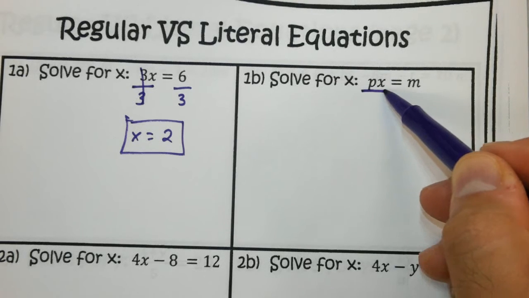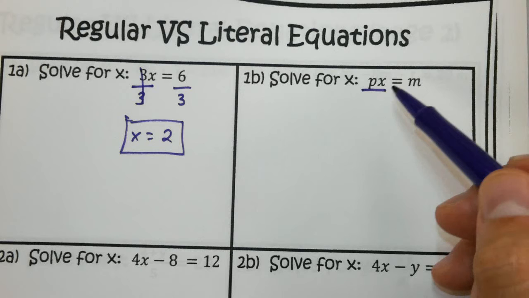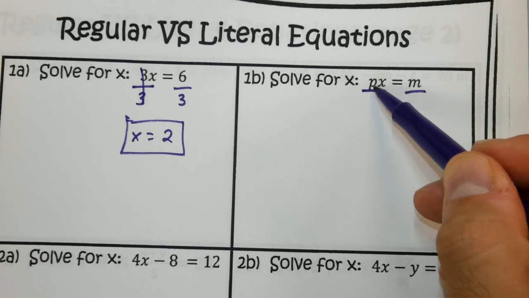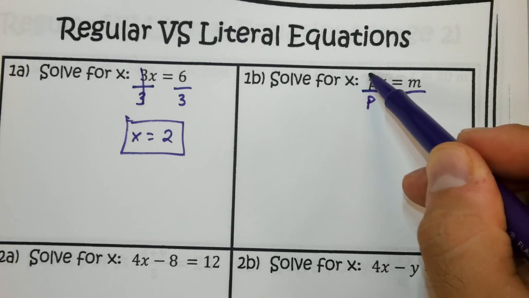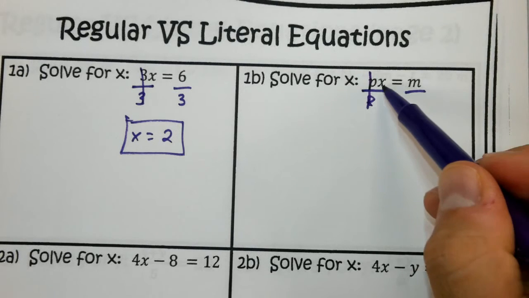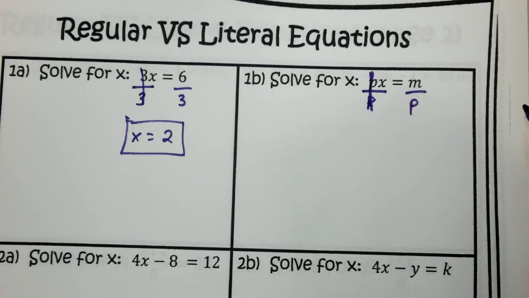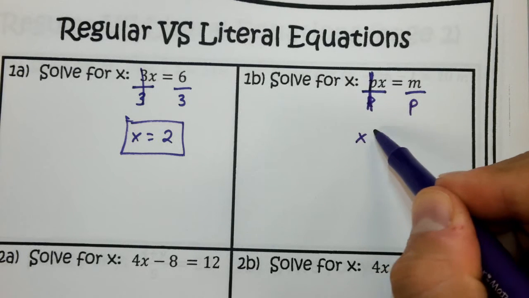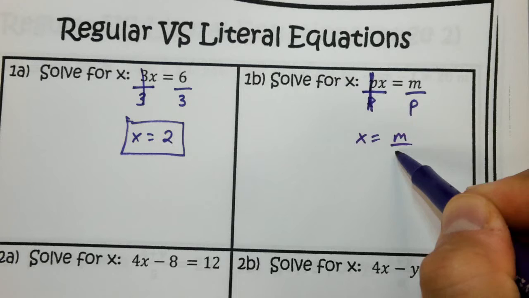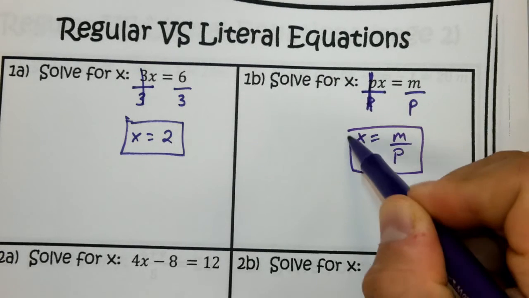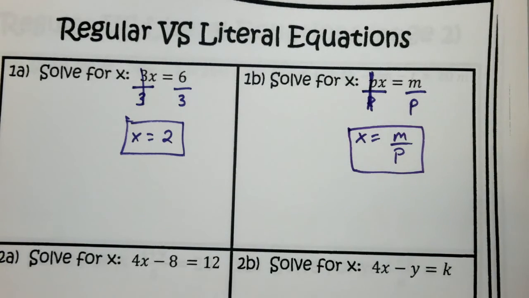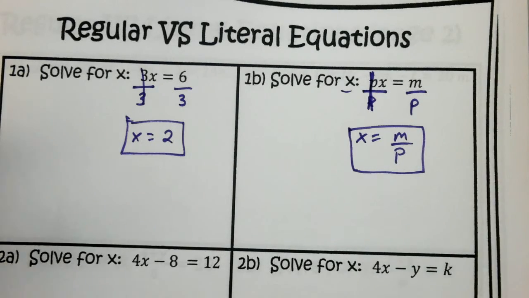So in order to free up the variable that I want, I'm going to divide both sides by p, because that will allow me to cancel my p's out, because the opposite of multiplication is division. And I will divide by p on the right side. Then my answer will be x equals m over p. And that's all the answer is. You can't give me a number solution because we don't have any numbers to begin with, but you can at least get the variable that you want to solve for by itself, and that's what we're trying to do.